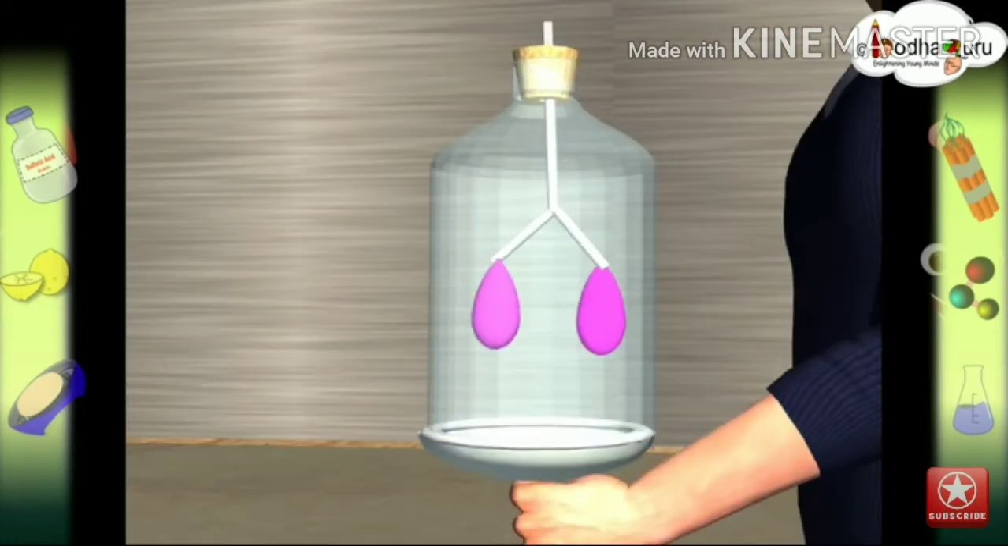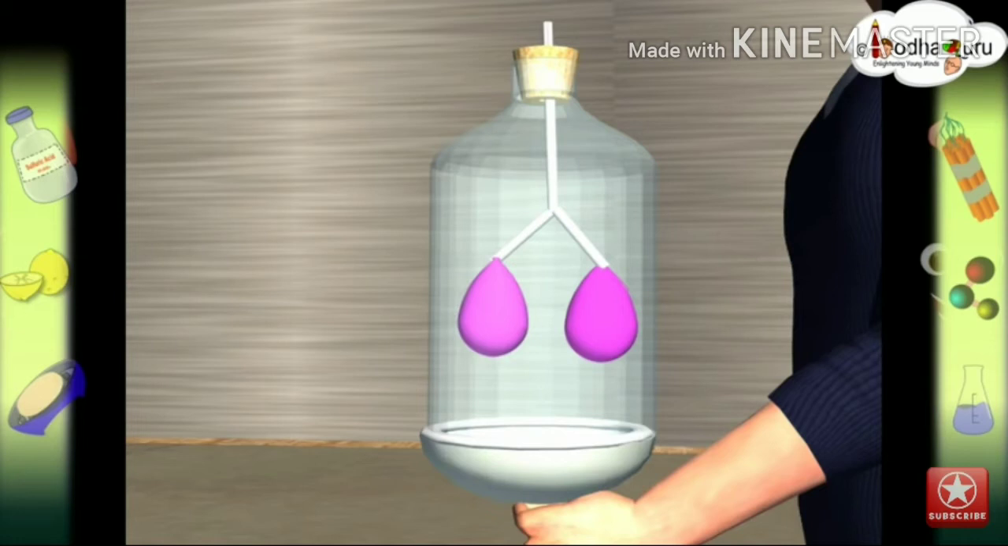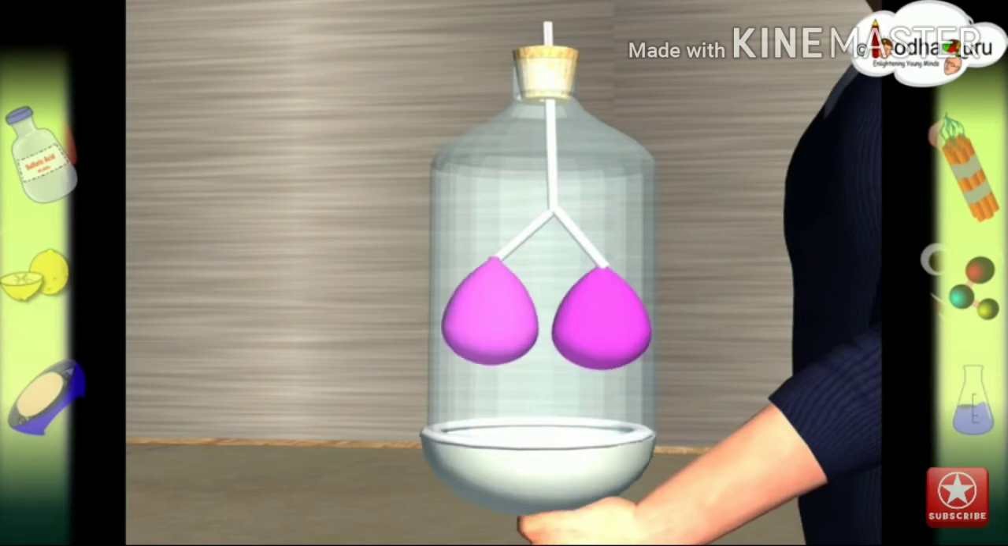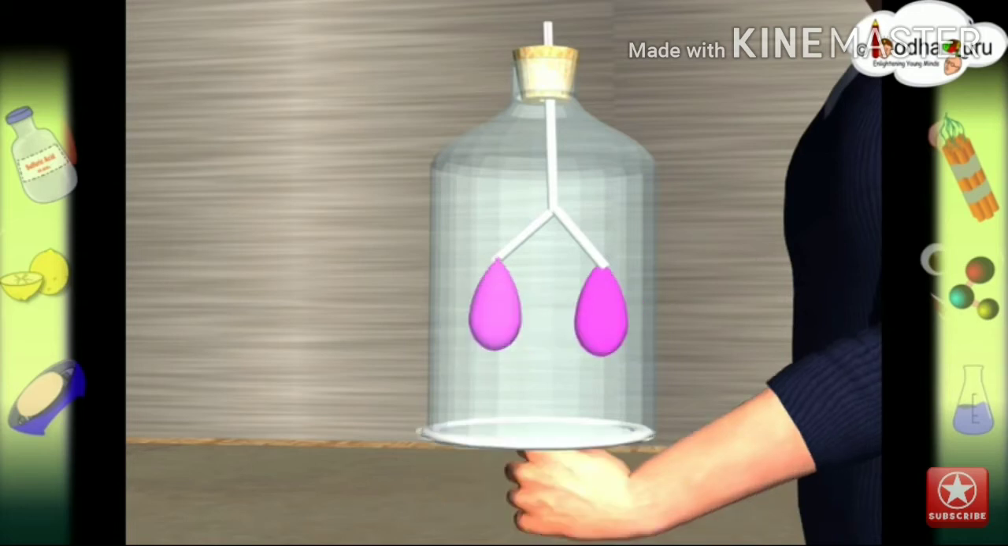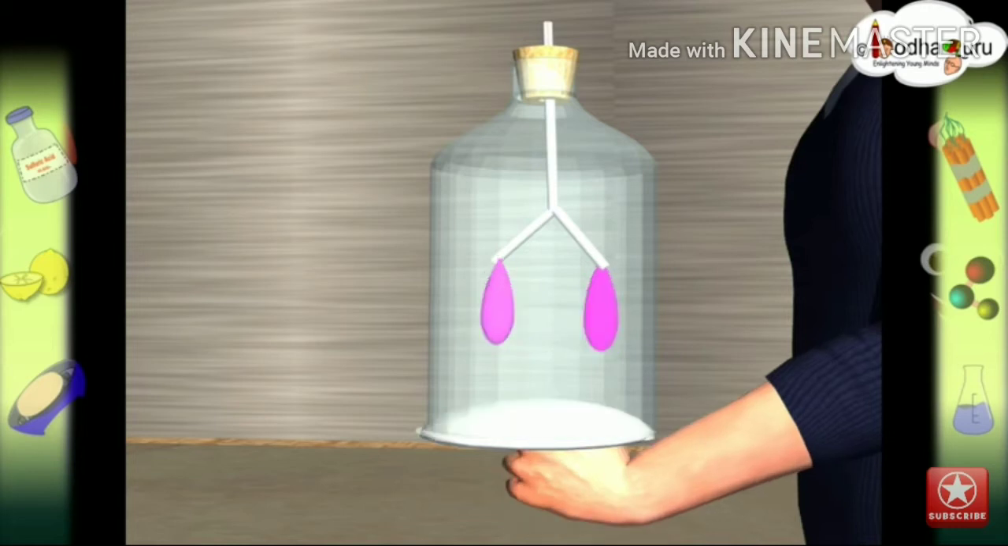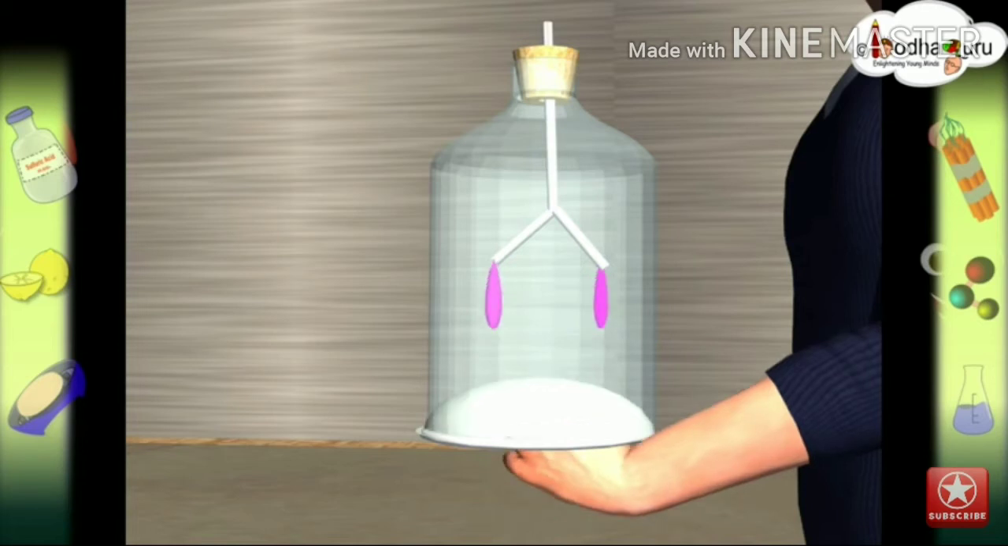Now you pull the rubber sheet down, and you will see that the balloons get inflated. And when you push the rubber sheet upwards or release it, you will see the balloons collapse. So how do the balloons get inflated and deflated when we pull and push the rubber sheet? Now let us understand how this happens.